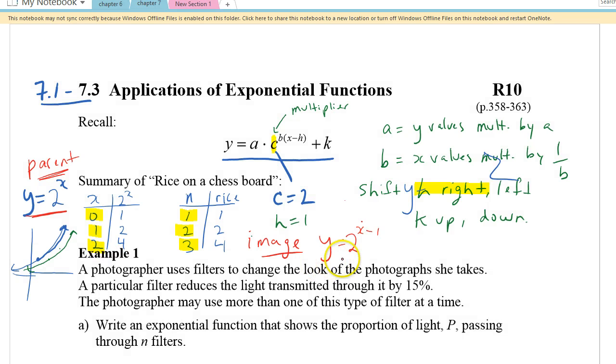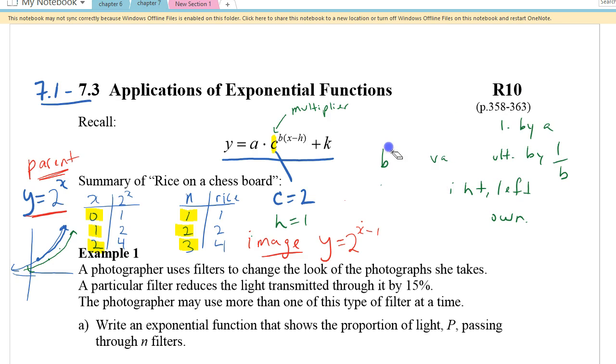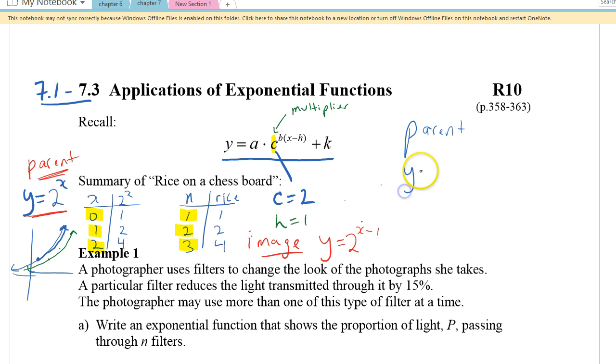Okay, so we have y is equal to 2 to the x minus 1. If I just make a little bit of space here, my original graph, my parent, was y is equal to 2 to the x, and then my actual function is y is equal to 2 to the x minus 1. And this is the one that will be the rice on the chessboard.